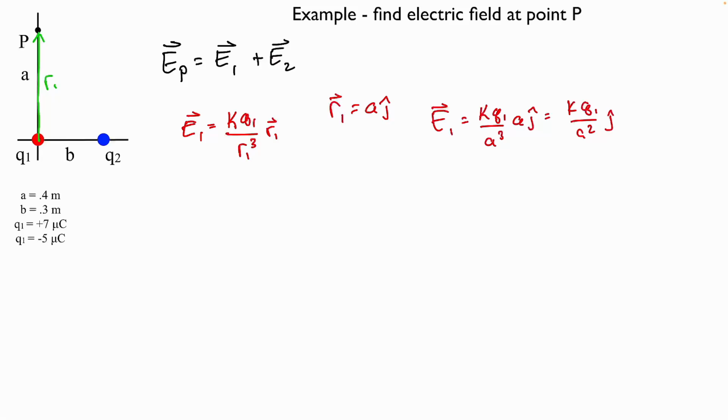And I can put in numbers now. Just for completeness' sake, it would be 8.99 times 10 to the 9, Q1, and then plus 7. Do signs matter? Using the R vector method, you want to make sure you put the signs of the charge in. Plus 7 micro, times 10 to the minus 6 coulombs, all over 0.4 squared J hat. I got 3.9 times 10 to the 5.